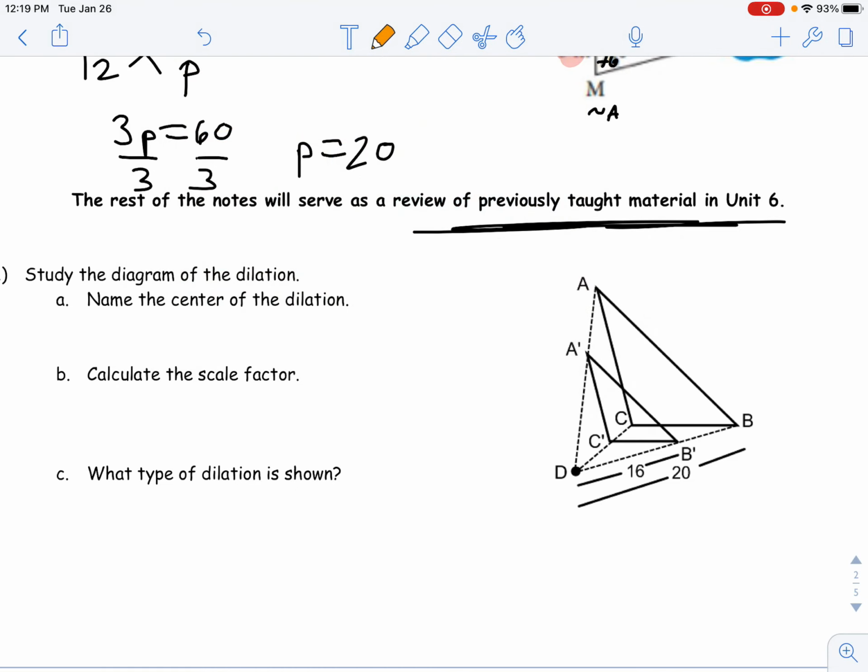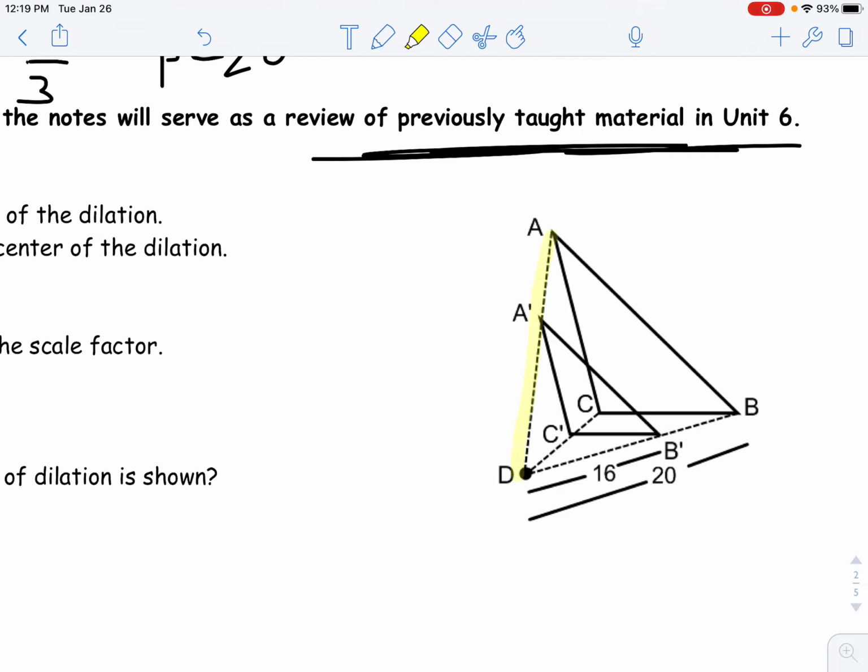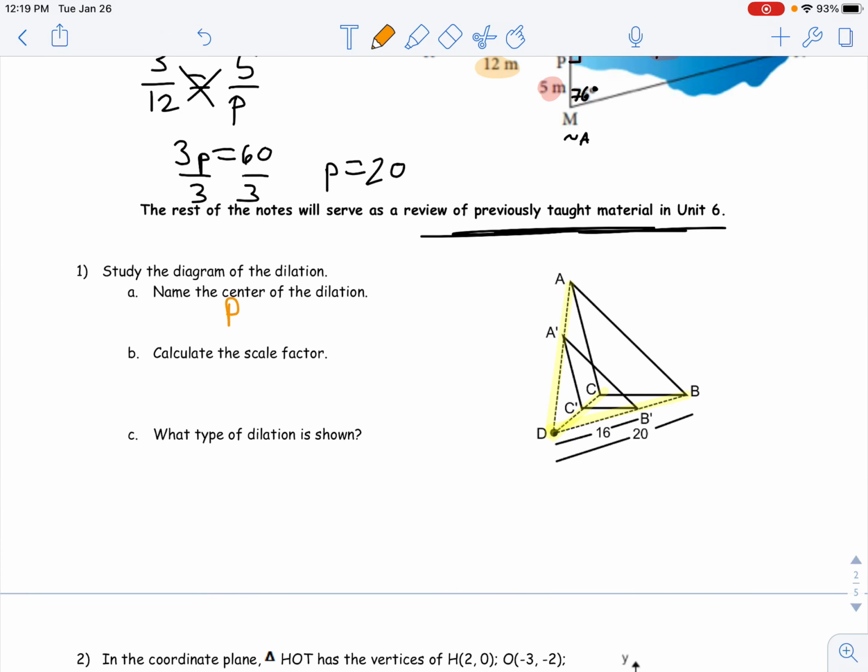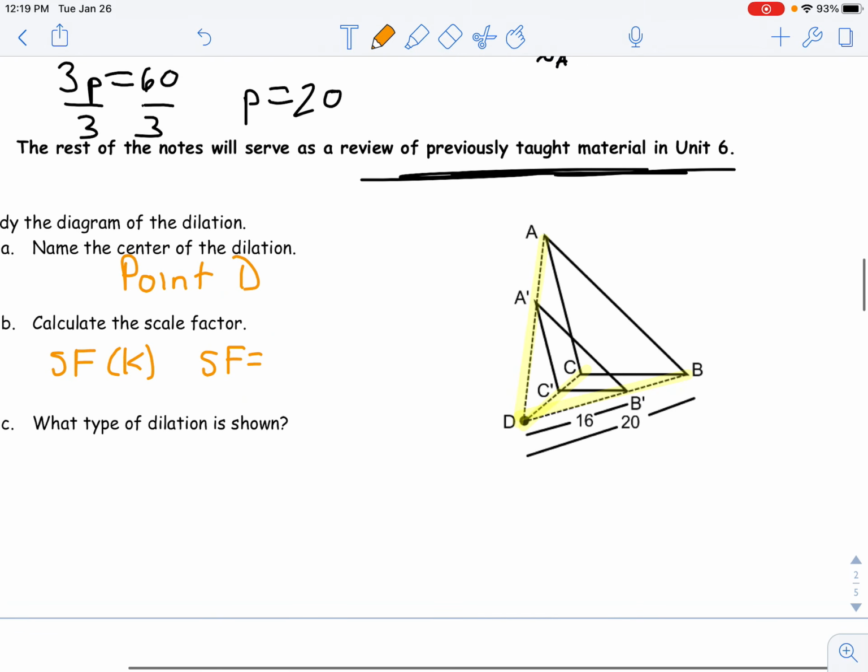So remember, these lines all converge back to where it's being stretched from, which goes to point D. So in this particular case, the center of dilation is point D. All right, scale factor, or sometimes it's called K. I like to write SF. But remember, the scale factor, calculating it, it's final over original.